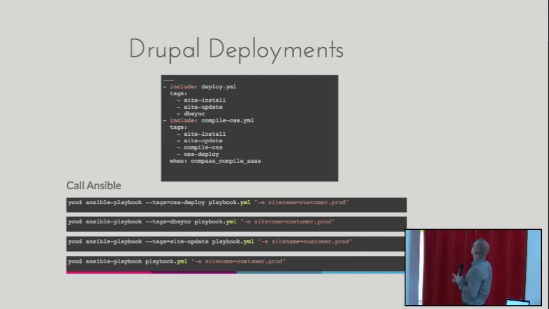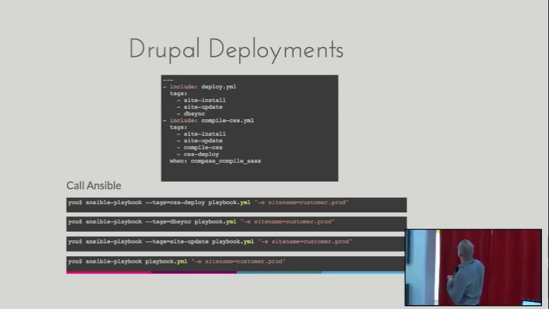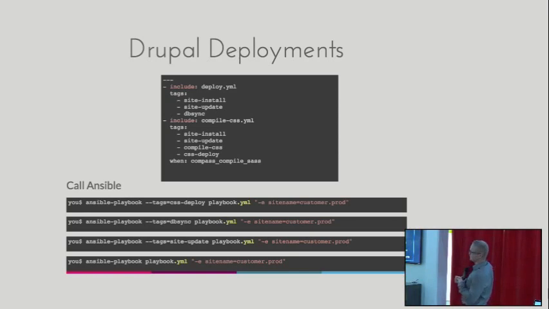In Drupal deployments, we basically have three tags: site install, site update, and then we have compile CSS with two different tags, compile CSS and CSS deploy. You never know which one is the correct one, but they do the same.